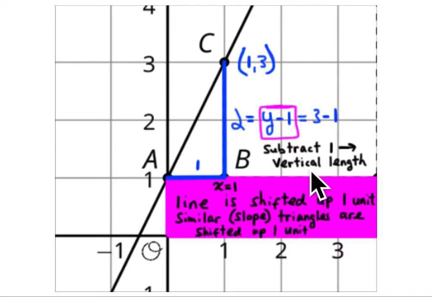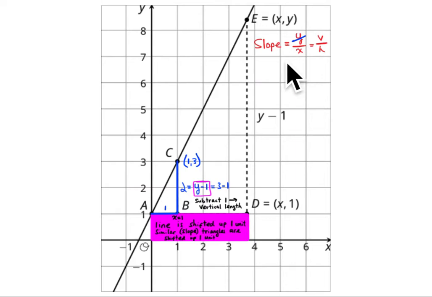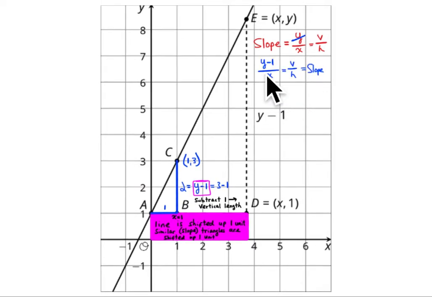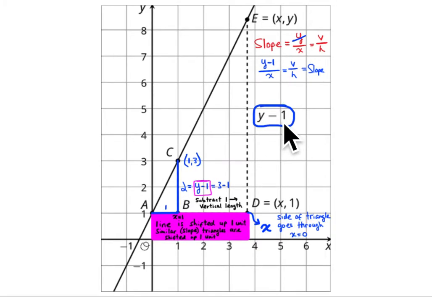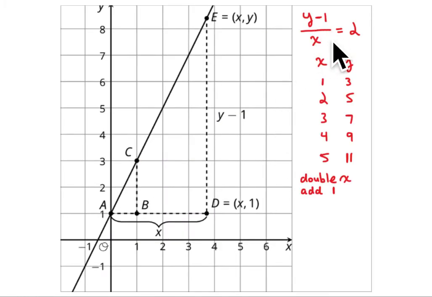You have to subtract the 1 unit in vertical length. So you go up here, this slope you might be tempted to write as the value of y over the value of x, but it's not. The vertical length along the vertical side is the coordinate for y minus 1, not y, but y minus 1. And that is related to x. So that relationship, the vertical length to the horizontal length, is the slope. In this case, it's y minus 1. The horizontal length is x. So y minus 1 to x equals 2.